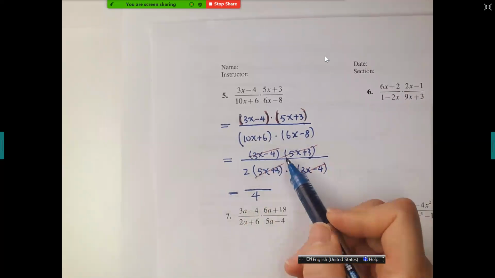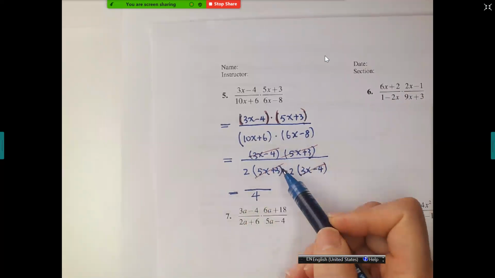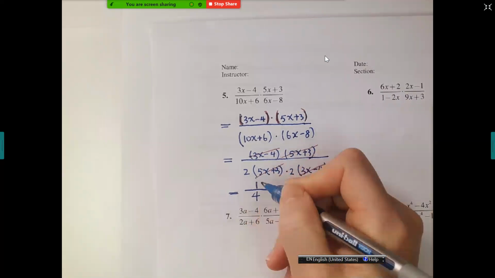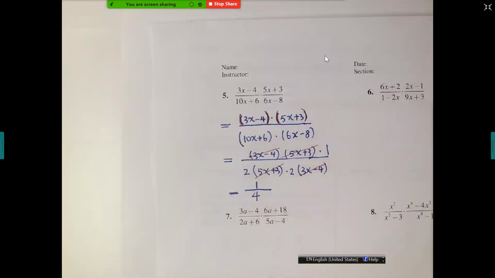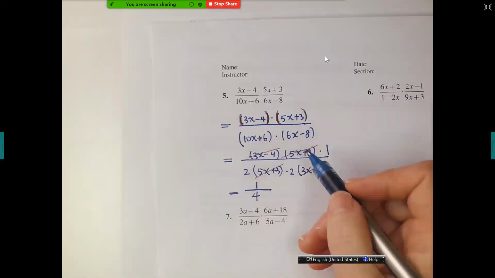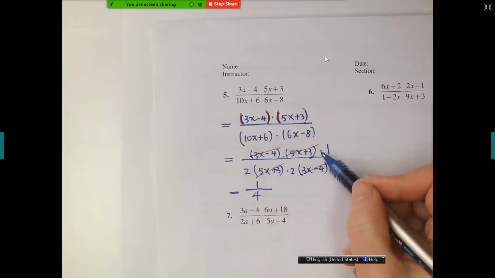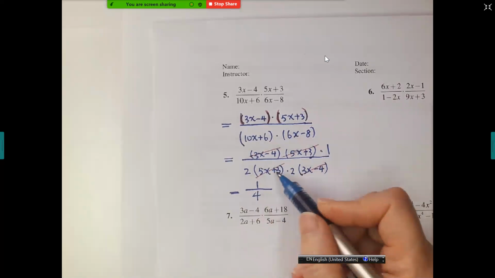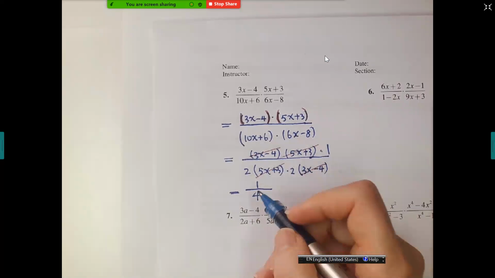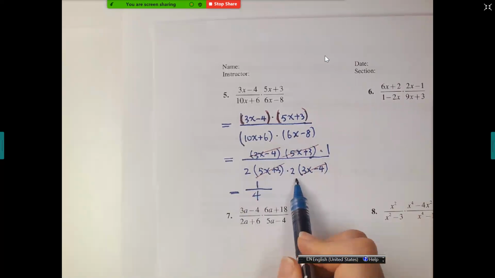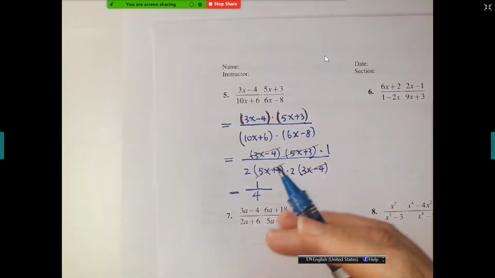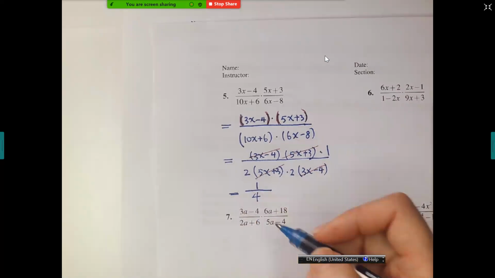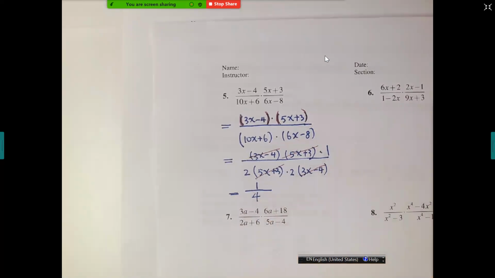If there is no number left on the top, what do we do? We put 1 there because everything equals itself times 1. When those 2 factors are canceled, we still have 1 left. So if no number is left on the top, put 1 here. Those 2's stay on the bottom. You cannot just flip them. 1/4 is the final answer.